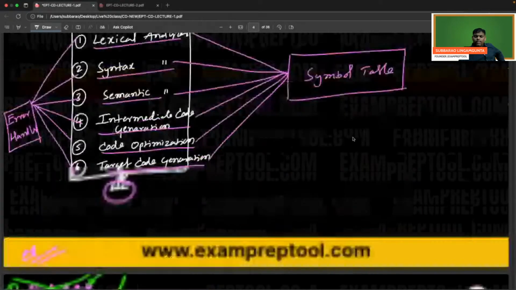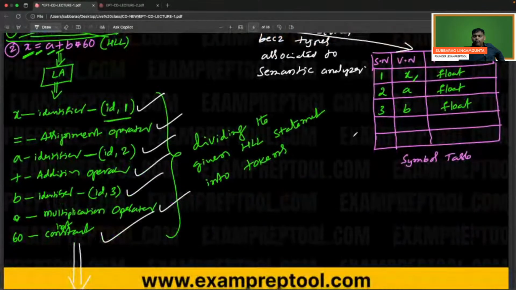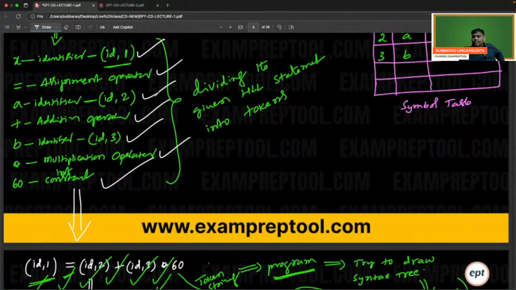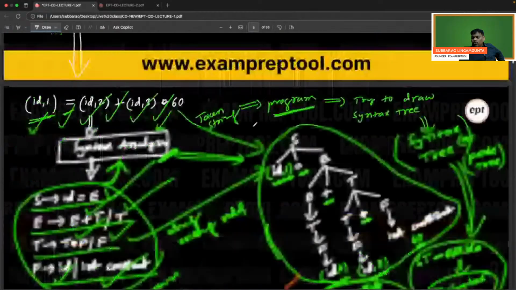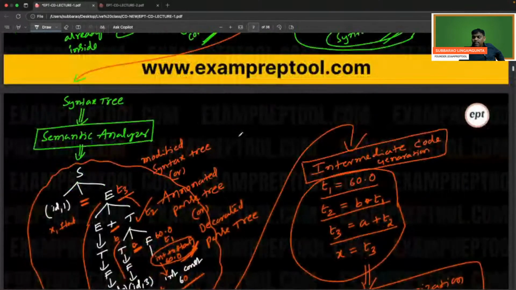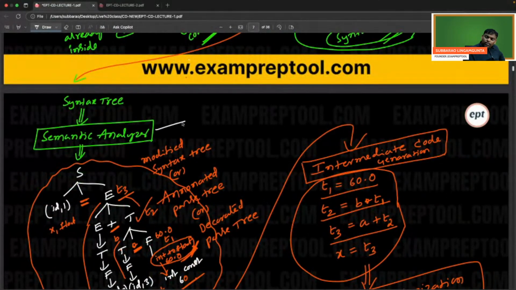All the 6 phases, how will they work? Very simple. Lexical: dividing the program into tokens. Syntax: creating the syntax tree. Semantic: type checking. Semantic means type checking. Types are taken care of by semantic.